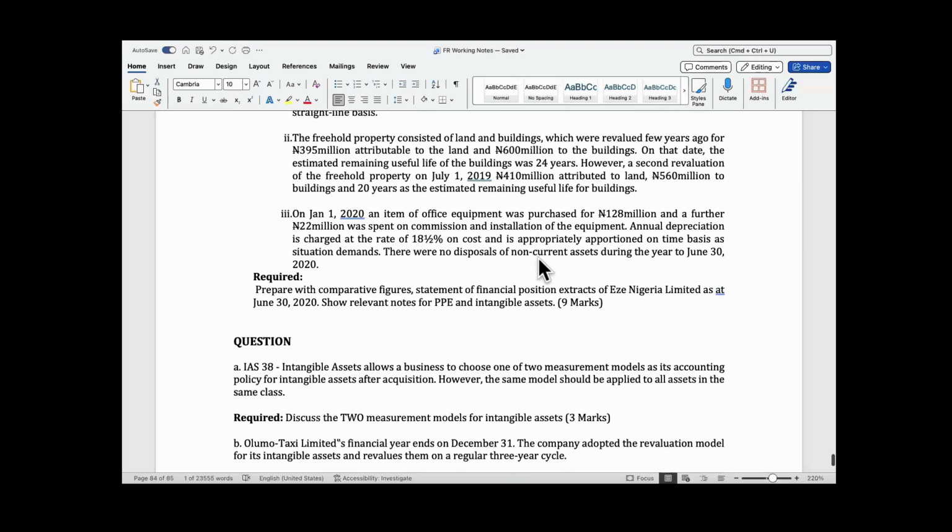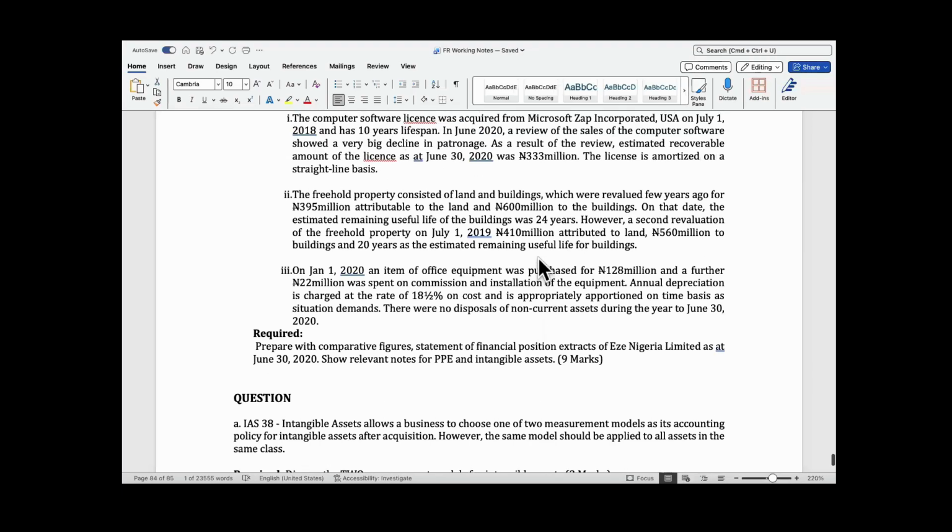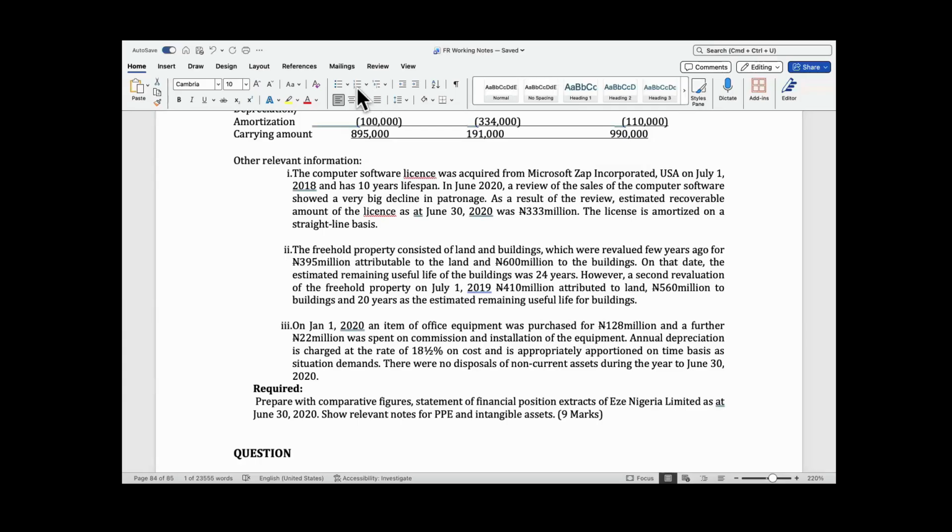9 marks. All right, thank you, Shida. So we're asked to prepare comparative figures, statement of financial position extracts of AZ Nigeria Limited as at June 30th, 2020. Show relevant notes for PPE and intangible assets, 9 marks.